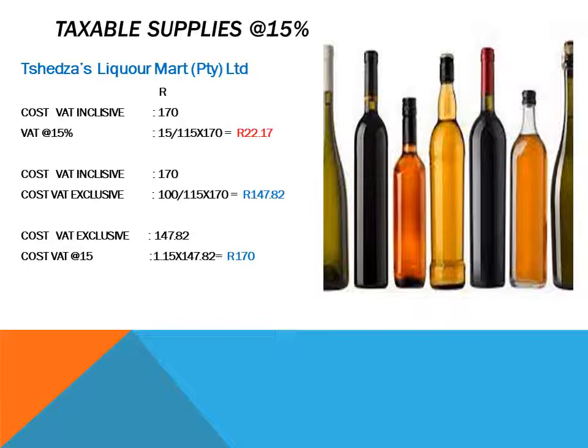Now, same example as the first one, we have 147.82. This is the amount that is going to be accounted as sales or revenue for the business, and the 22 rand, if you add it up with this one, will give us the total cost price inclusive of VAT. So now, exclusive of VAT, this is when you want to remove the VAT from the pricing that has been given.